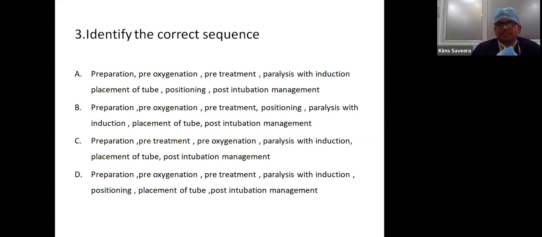Another question: identification of the correct sequence. Option A: preparation, pre-oxygenation, pre-treatment, paralysis with induction, placement of tube, positioning, and post-tube management. Option B: preparation, pre-oxygenation, pre-treatment, positioning, paralysis with induction agent, placement of tube, and post-intubation management. Option C: preparation, pre-treatment, pre-oxygenation, paralysis with induction agent, placement of tube, positioning, post-tube management. Option D: preparation, pre-oxygenation, pre-treatment, paralysis with induction agent, positioning, placement of tube, and post-tube management.